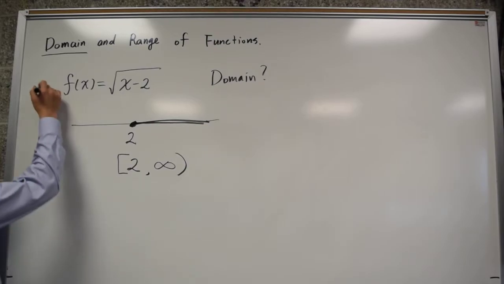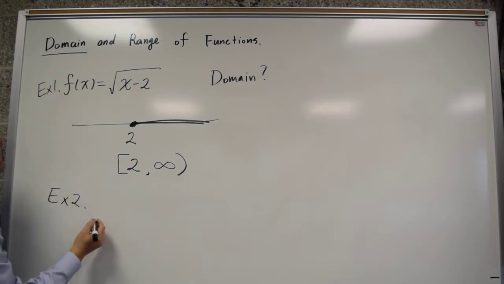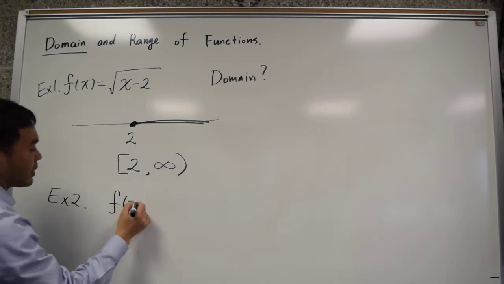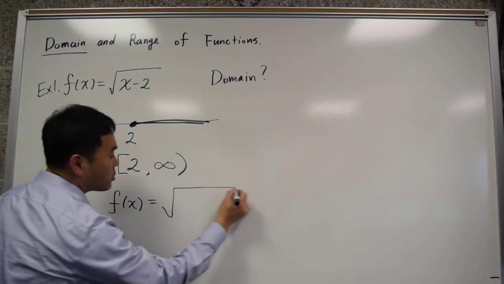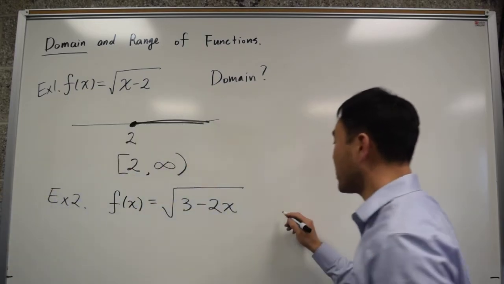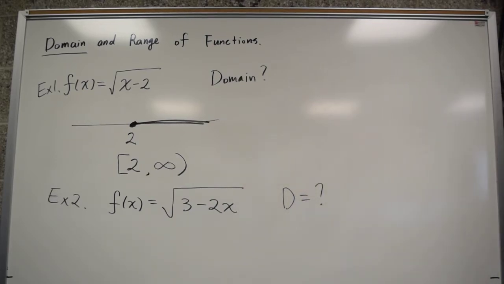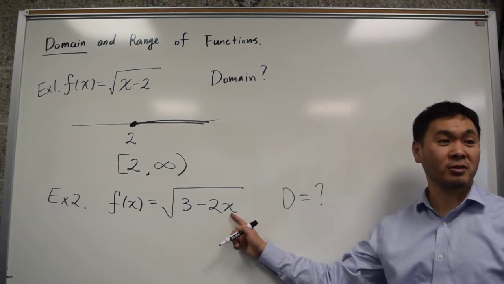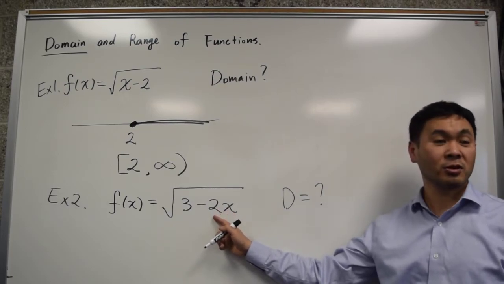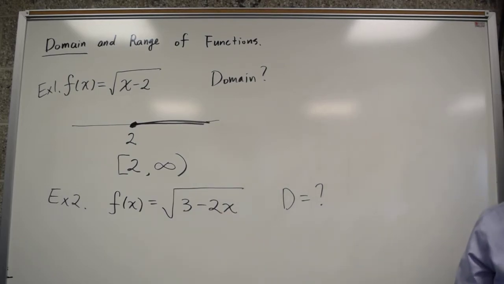Let me give you a second example. Let's call this example 1. Second example. All right. How about f of x equals the square root of 3 minus 2x? What should our domain be? Okay. Can you plug in 2? 2 times 2 is 4. 3 minus 4 gives you a negative. So 2 is no good.